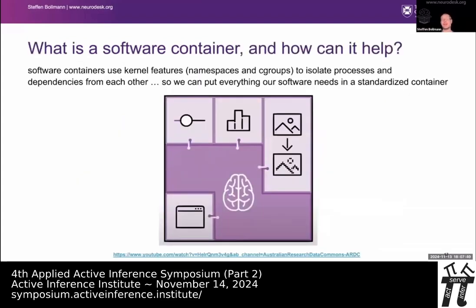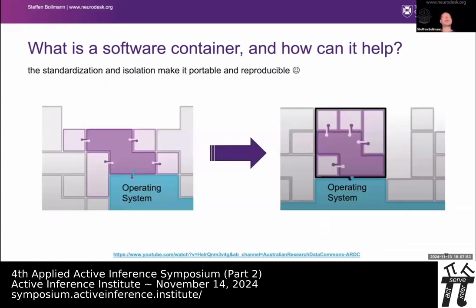And that's really what software containers do. They use specific Linux kernel features called namespaces and C groups. They isolate processes and dependencies from each other. So this means we can put everything our software needs into a standardized box, and we can move that across operating systems. And what it basically changes from our mental model, when I said earlier we have this Lego piece where this piece depends tightly on the other things in the system, this now changes to where we take these dependencies, we put them into the same box. So now we actually don't have a dependency on the system anymore.